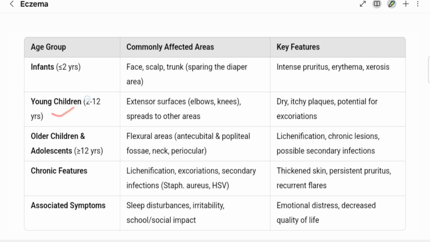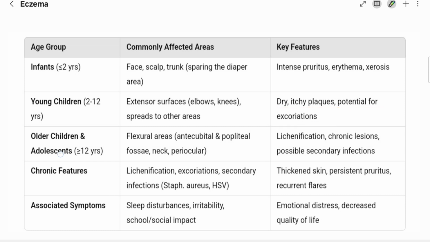In young children, that is 2 to 12 years, it commonly affects extensor surfaces, elbows, knees. It is most common in this age group and can spread to other areas. The key features are the same: dry, itchy plaques, potential for excoriation.